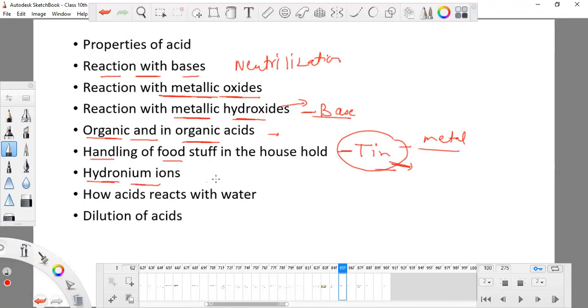We know about hydronium ions, H3O+, and how they are produced when H+ adds with H2O. We studied yesterday how acid reacts with water. Do you remember this experiment?